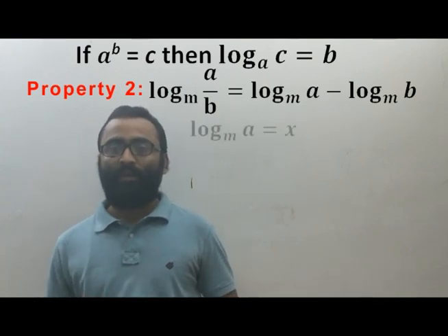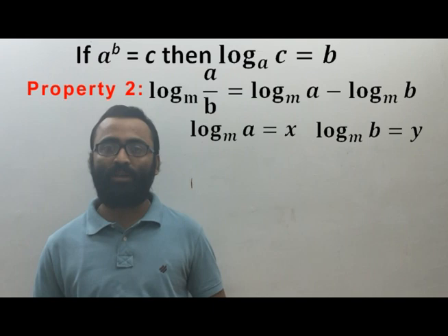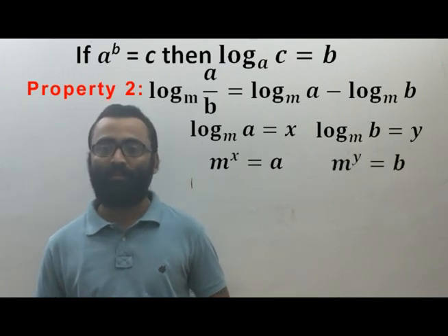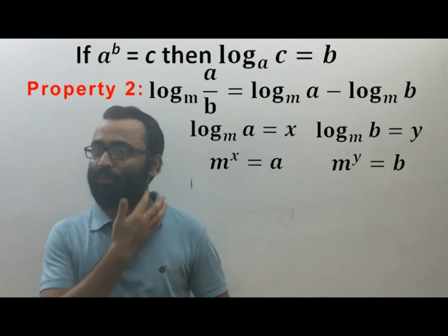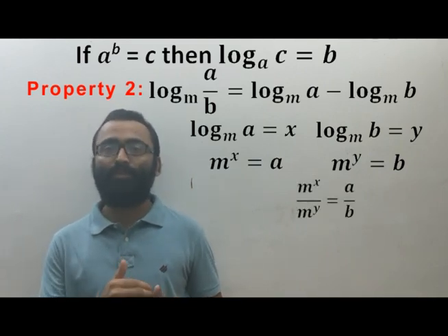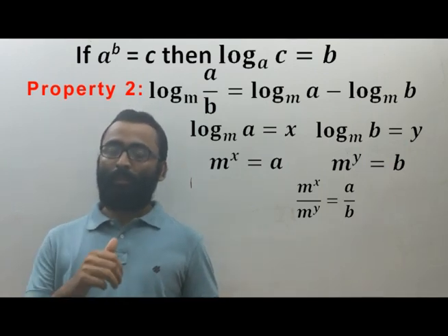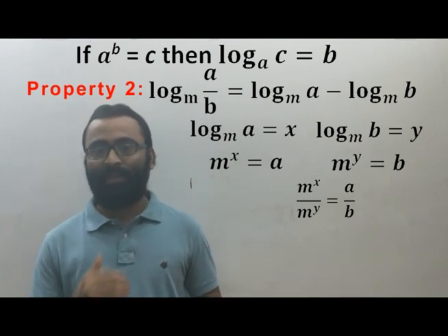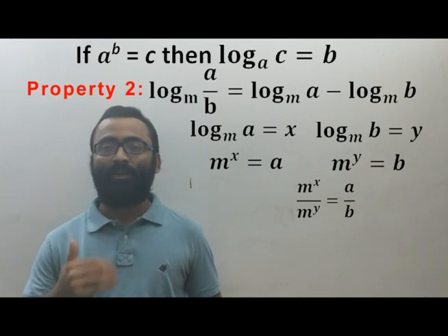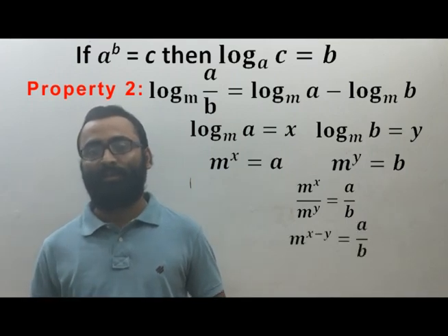Assume log of a with base m as x, log of b with base m as y. Go back to the indices: m to the power x will be a, m to the power y will be b. Now this time, in the first property we multiplied these two equations, and this time we will divide these two equations. That means m to the power x by m to the power y will be a by b. Now apply the property of indices. When the bases are the same and it is m to the power x divided by m to the power y, the powers get subtracted. So it will be m to the power x minus y is equal to a by b.